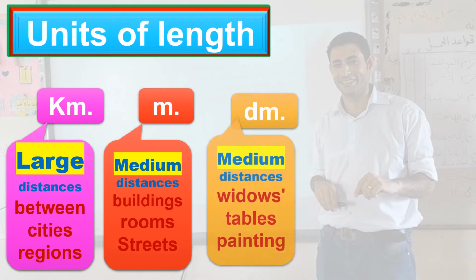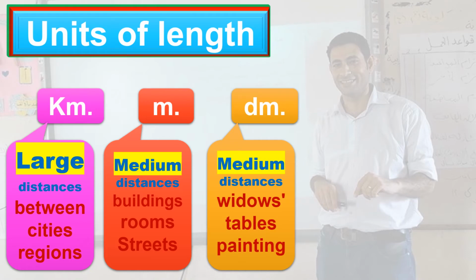Third, decimeter. Decimeter is another way to measure the distance which are medium. يعني بنستخدمها لقياس المسافات المتوسطة برضو like windows, tables and painting. يعني نستخدم الديسيمتر لقياس النوافذ والمنضدة زي الترابيزة. كمان بنستخدمها لقياس اللوحات أو الرسومات إلى آخره.